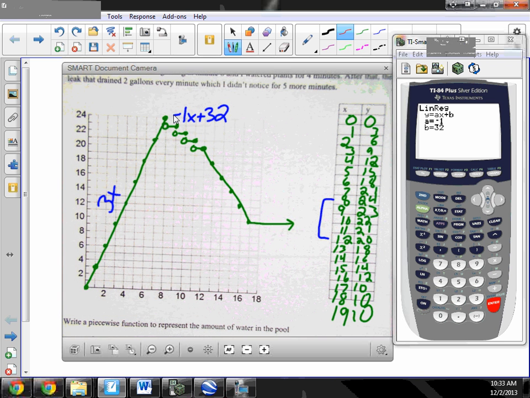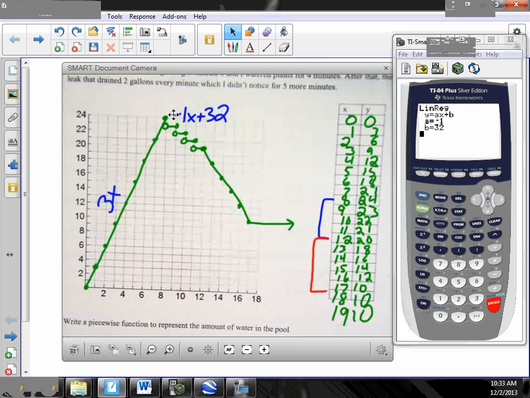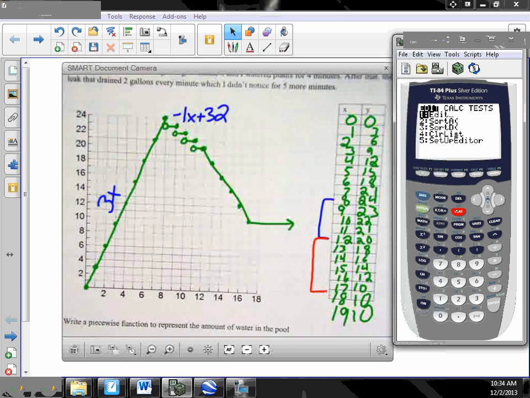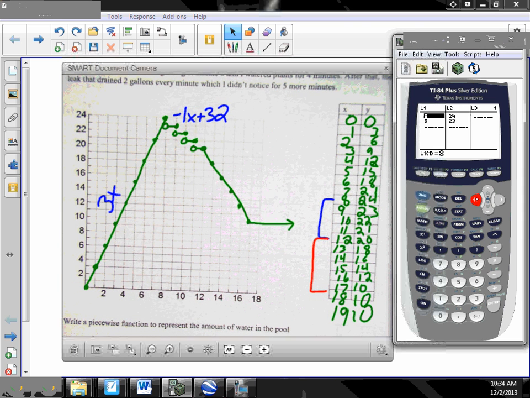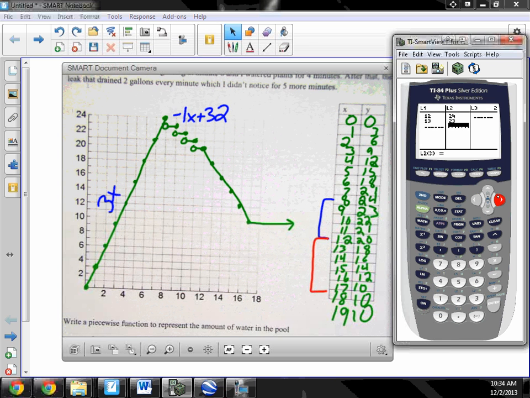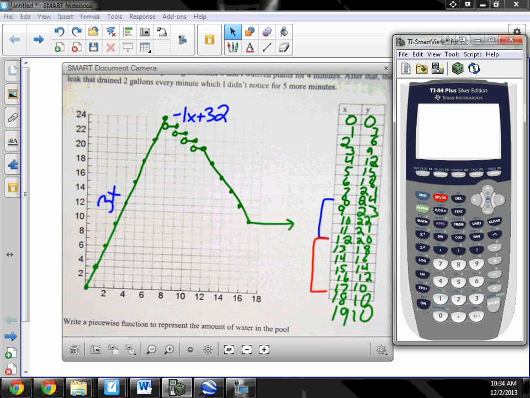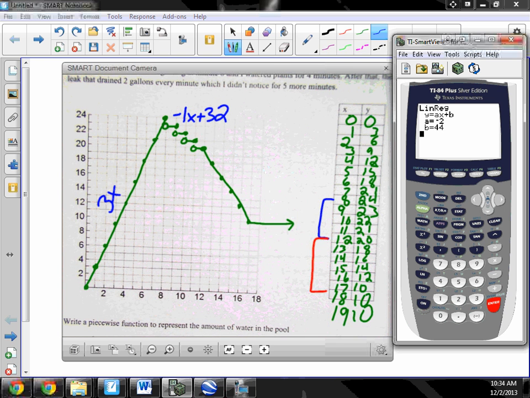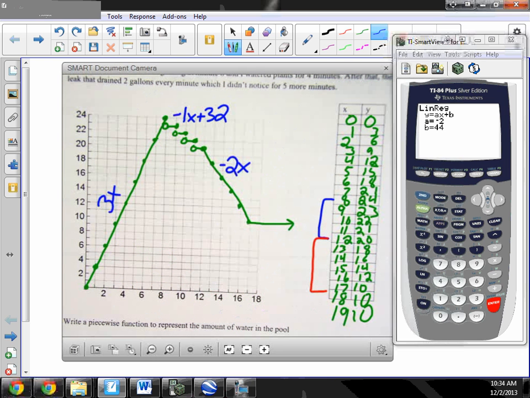Now I need to find the equation for the leak. What type of function is the leak? Linear, exponential, or quadratic? Linear. It's a straight line. So I plug in 2 of those numbers. So I'll pick, let's say, 12 and 13 for my x's. For my y values, that would be 20 and 18. And my linear regression equation is negative 2x plus 44.